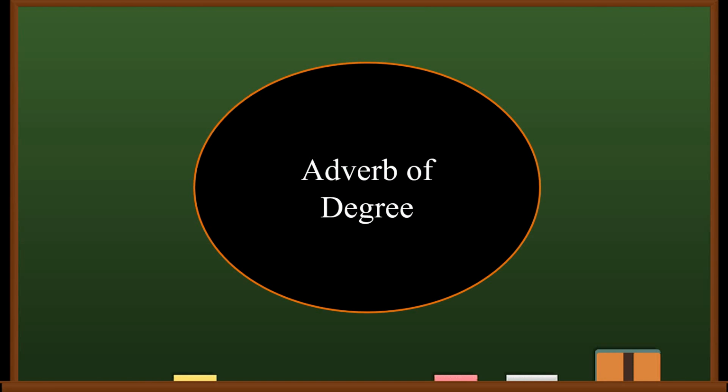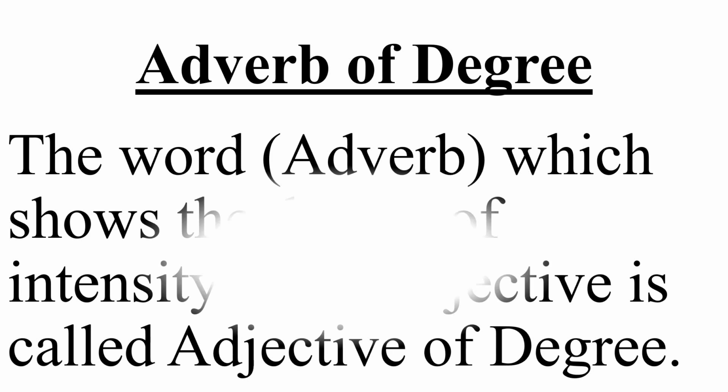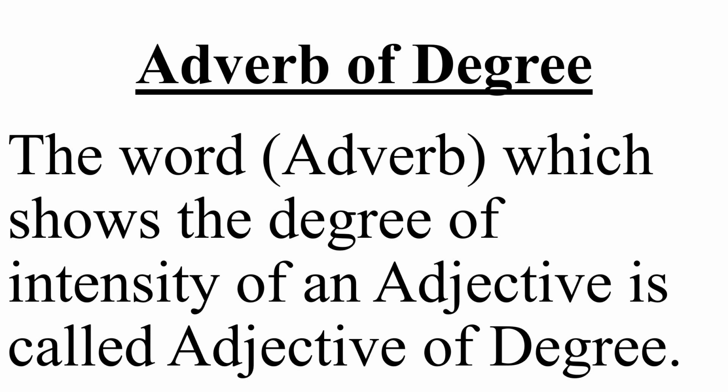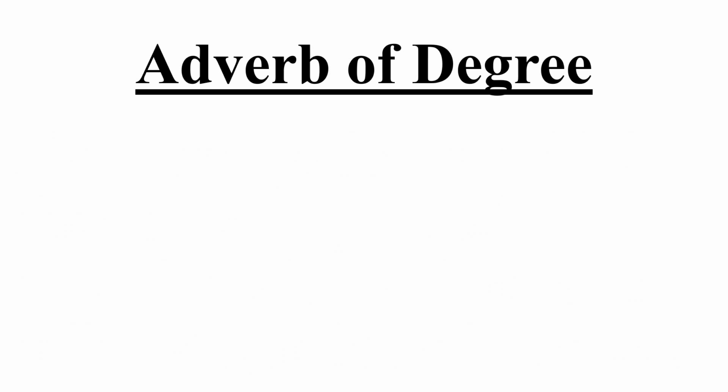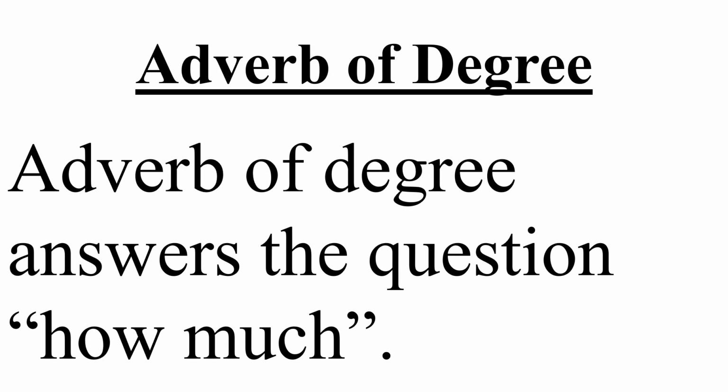The second is adverb of degree. The word or adverb which shows the degree of intensity of an adjective is called adverb of degree. ऐसे वर्ड जो किसी भी adjective की intensity बताते हैं, उन्हें हम कहते हैं adverb of degree. Adverb of degree में कभी भी accurate measurement का पता नहीं चल सकता है. It answers the question, how much?